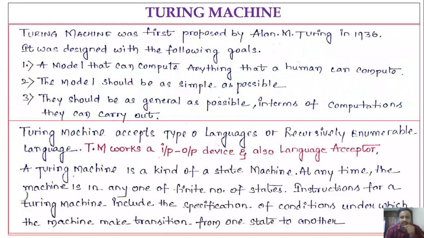So let me start with the Turing machine. Turing machine was first proposed by Alan M. Turing in the year 1936. It was designed with the following goals. As I mentioned earlier, the Turing machine is the most powerful automaton. Why? Because there is one hypothesis proposed by Alan M. Turing: any problem that could be solved by a Turing machine could also be solved by a computer. We will discuss this hypothesis in the coming sessions.